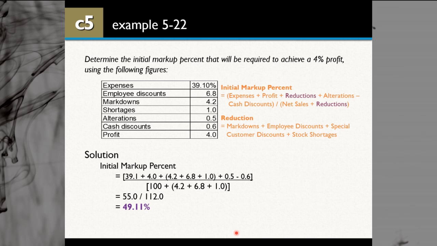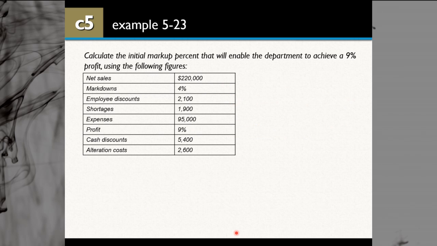So once again, in this example, you were able to calculate your initial markup based on the percentage. And one last example. Calculate the initial markup percent that will enable the department to achieve a 9% profit using the following figures. It's a little bit tricky, a combination of the other two questions that you just did, because it gave you the dollar amounts and also some percentage information. So let's look at it. Net sales with the dollar amount and markdown with the percentage, employee discount, shortages, expenses, profit, cash discount, and alteration cost.